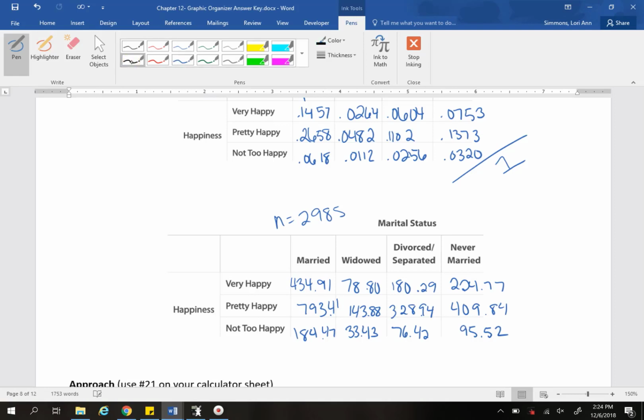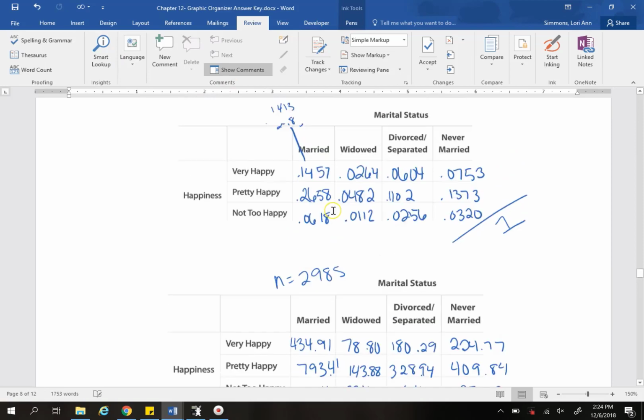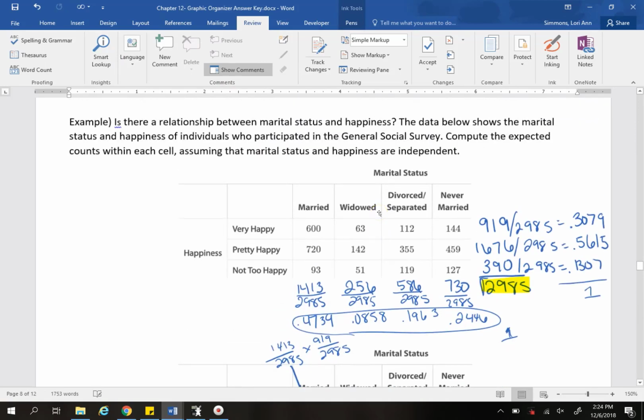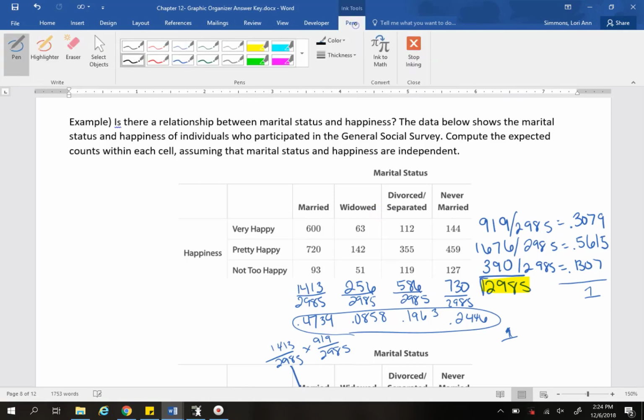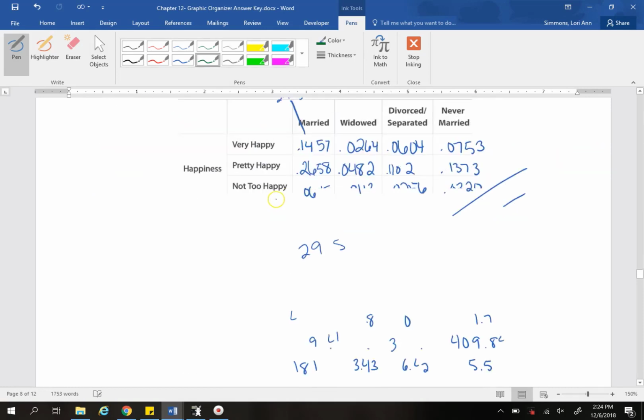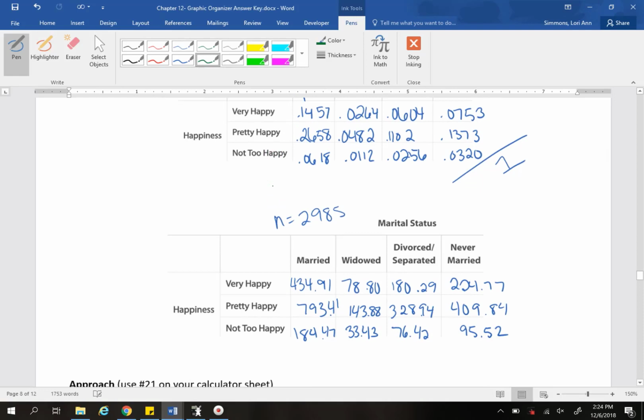So up above was the observed, what we were given. These were observed, or you can call them counts, frequencies. Down below, what we just calculated was the expected, what we expect it to be.